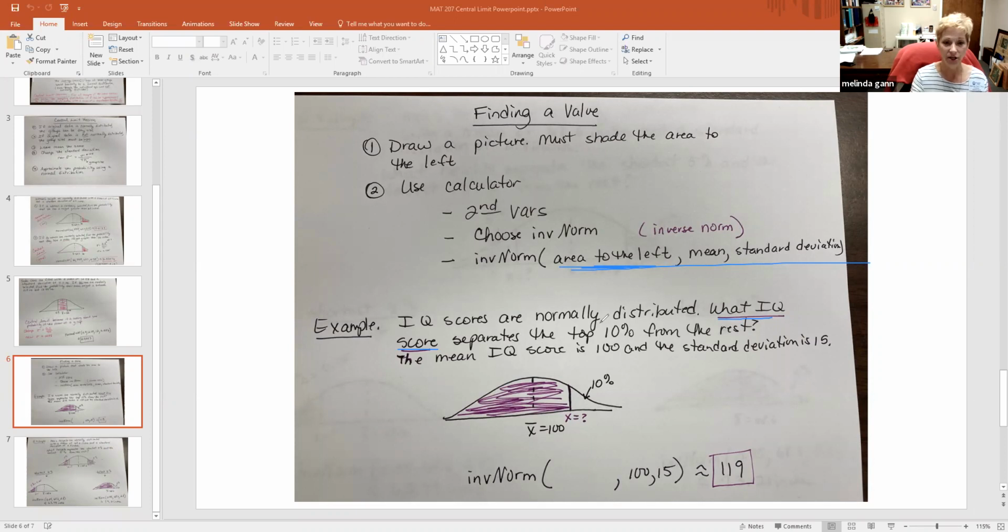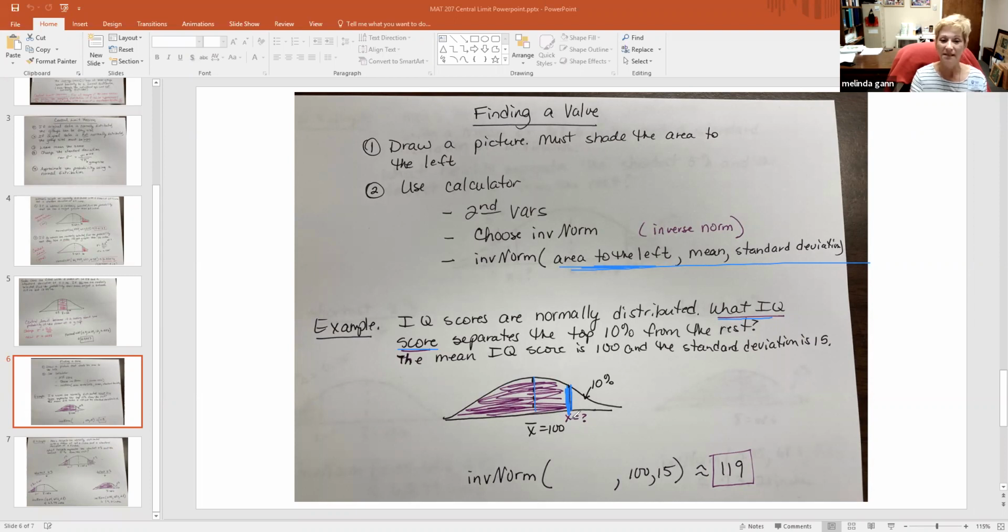Okay, so let me kind of show you what we would do. I draw my picture. So I drew my picture, boom. What goes in the dead center of a normal curve? The mean. So I put the mean down. Now it said, what IQ score separates the top 10% from the rest? Well, where would the top 10% be? Would that be way over here or way down here? Do you see the top 10% would be right here? So I want to know what number is right there. So that's why I put X with a question mark. Is it 103, 195? What's that number?